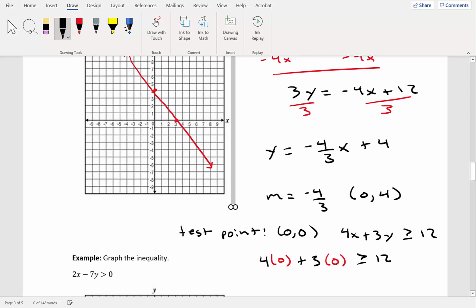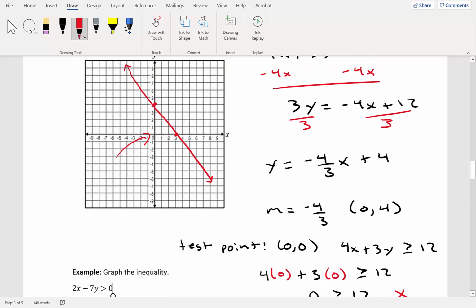So simplify a little bit. 4 times 0 gives us 0, plus 3 times 0 gives us 0 as well. So we have 0 is greater than or equal to 12. And now, 0 is not greater than or equal to 12. This is not a true statement. Now, since our test point was on this side of the line, and when we plugged it in it gave us a statement that's not true, that means we have to shade in the other side. So I have to shade this side of the line. And now I have the graph for the inequality.